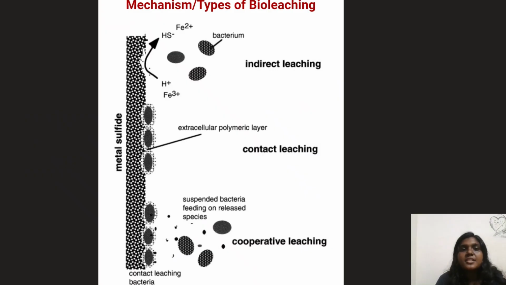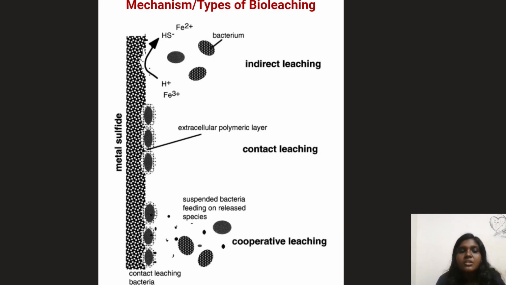So in this figure, we see the mechanism or the types of bioleaching. I've already told you about the types of bioleaching: indirect bioleaching, contact bioleaching, and cooperative leaching. In indirect leaching, the microorganisms produce certain chemicals or oxidative agents that can reduce the ores into their metal ions. And in contact bioleaching, the microorganisms are in direct contact with the ores, and they feed on the ores, and then they release the extracted metal ions.